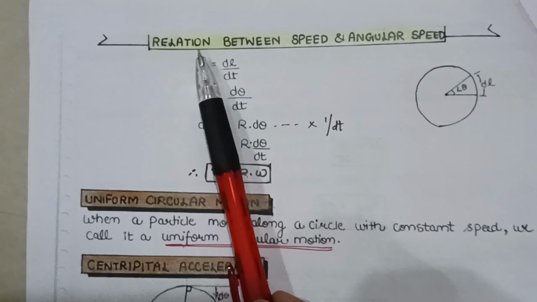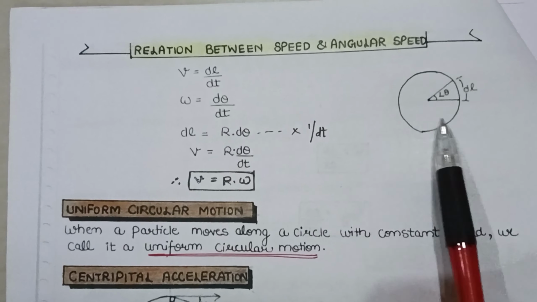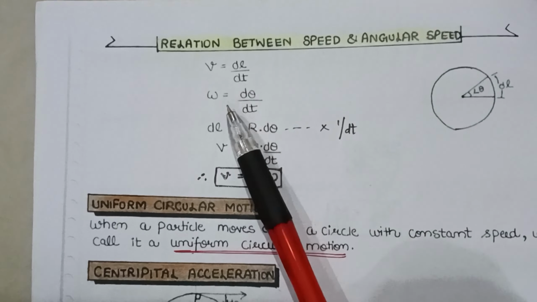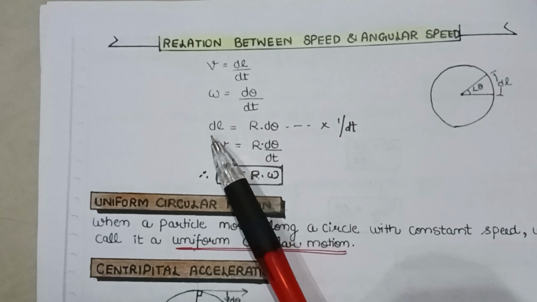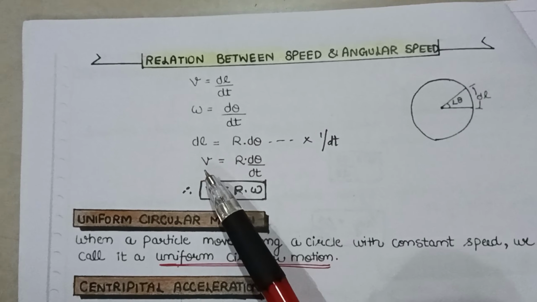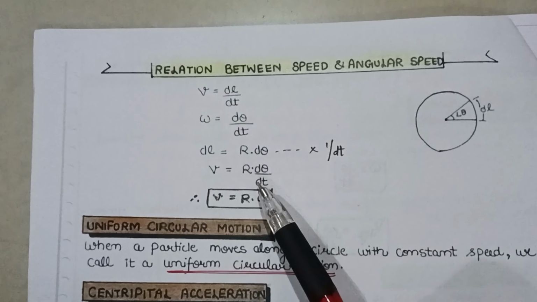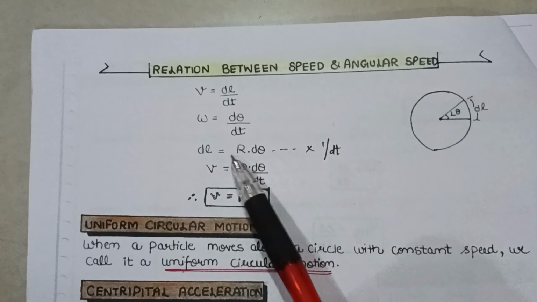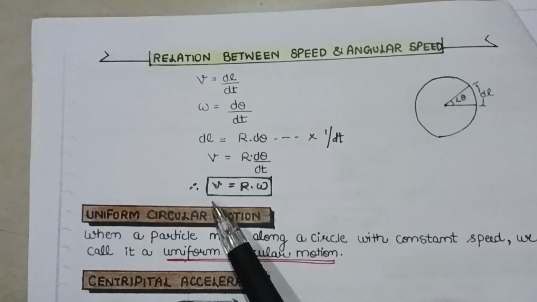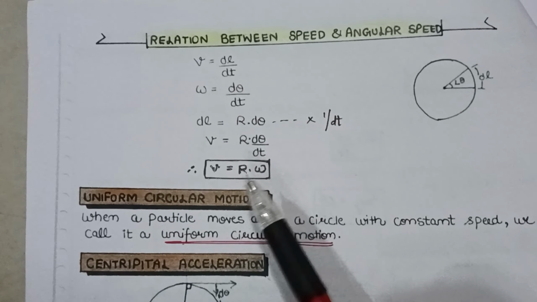Now let's learn about the relation between speed and angular speed. Here from this figure we can see v is equal to dl by dt, omega is equal to d theta by dt, dl is equal to r dot d theta, and v is equal to r dot d theta upon dt. We get this equation by multiplying by 1 upon dt. So the final formula we get is v is equal to r into omega.